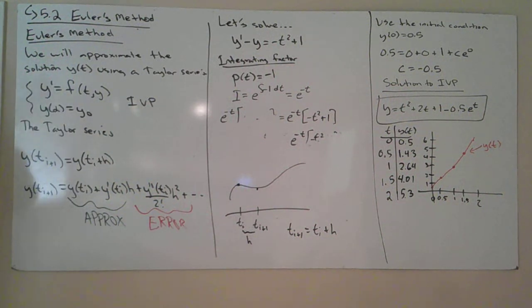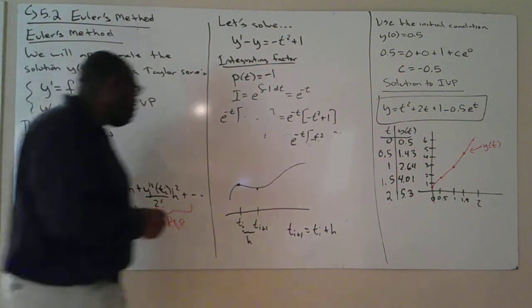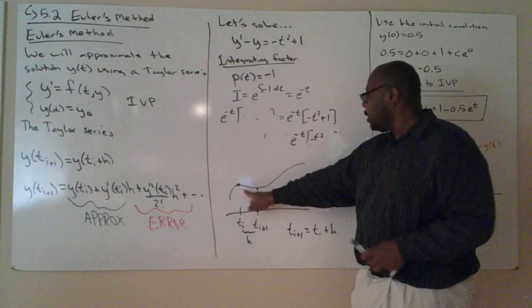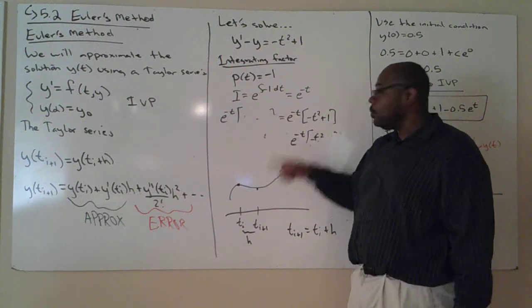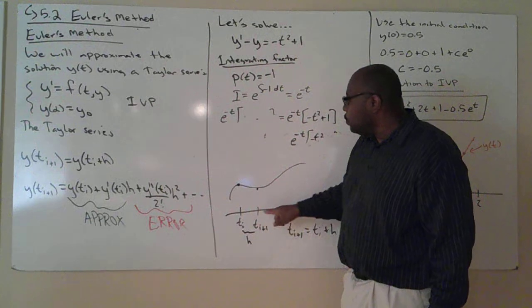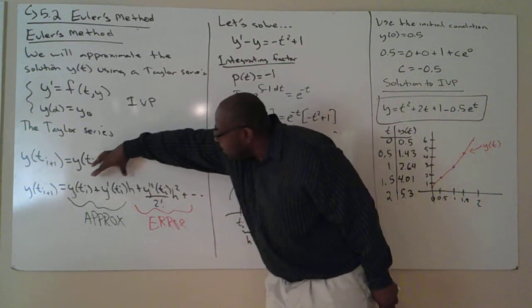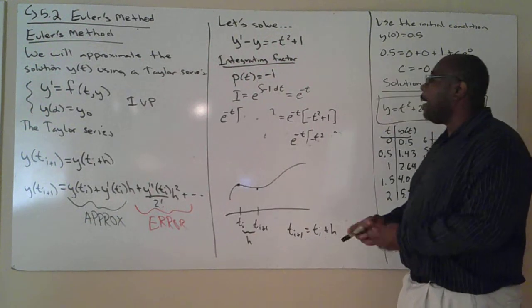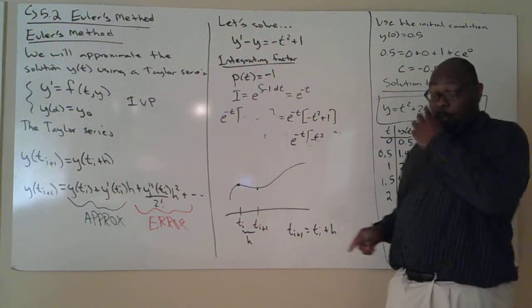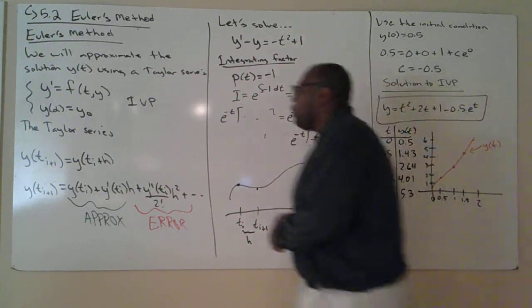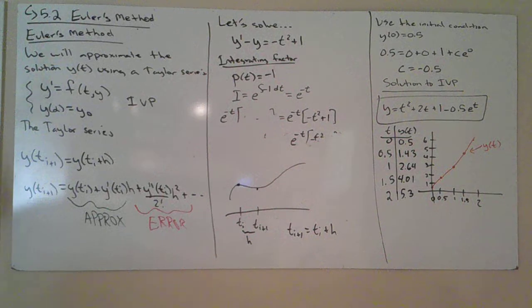So again, let's recap. y is my solution. Suppose I know one point of my solution, and I want to get to another point in my solution. I'm just going to use the first two terms of the Taylor series to approximate the next point of my solution, right? And so this is what we're going to write down. And this is actually Euler's method. This is what we want to talk about.